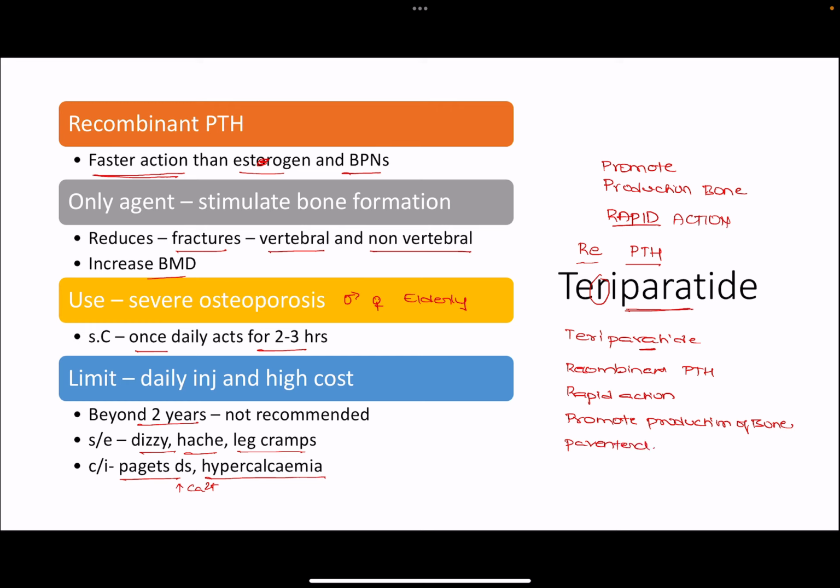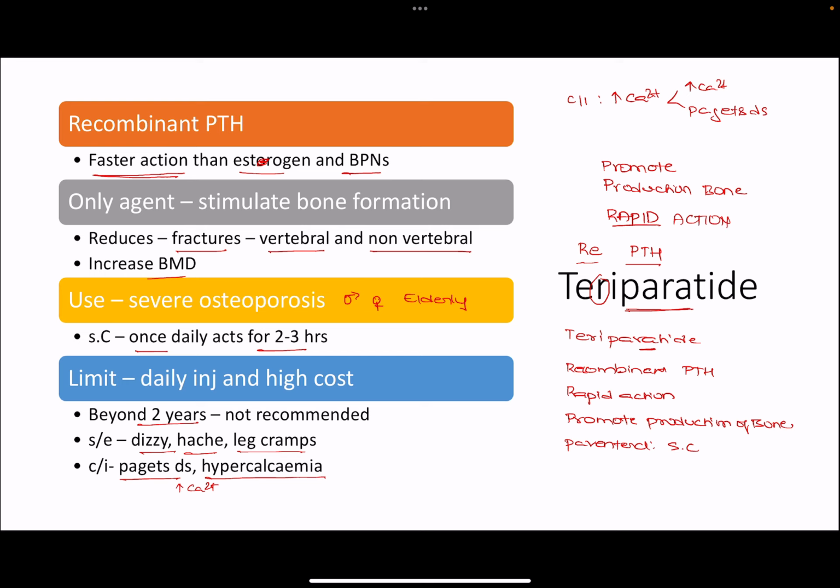And how is it given? Parenteral, that is through the subcutaneous route. Where is it contraindicated? It is contraindicated in conditions where there is an increase in the calcium levels, that is hypercalcemia, and also in case of Paget's disease. So this was the class on teriparatide.